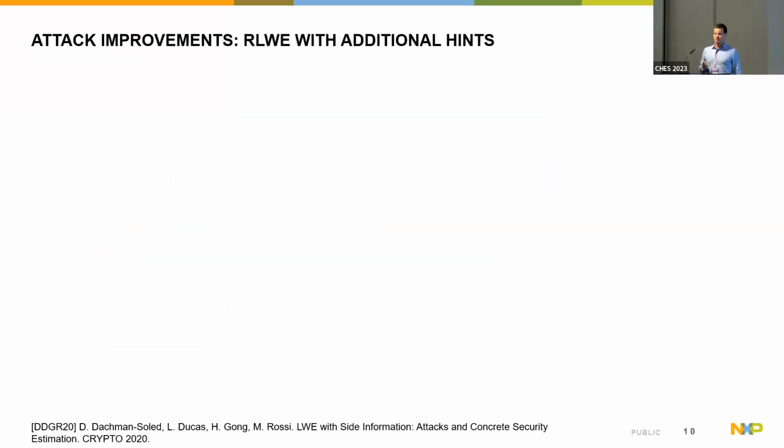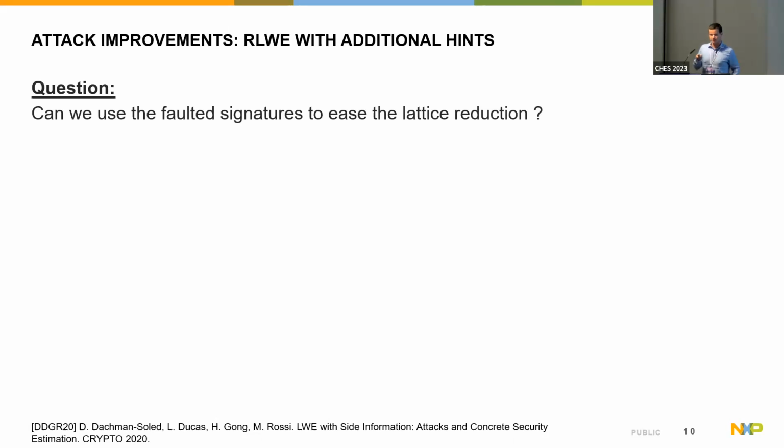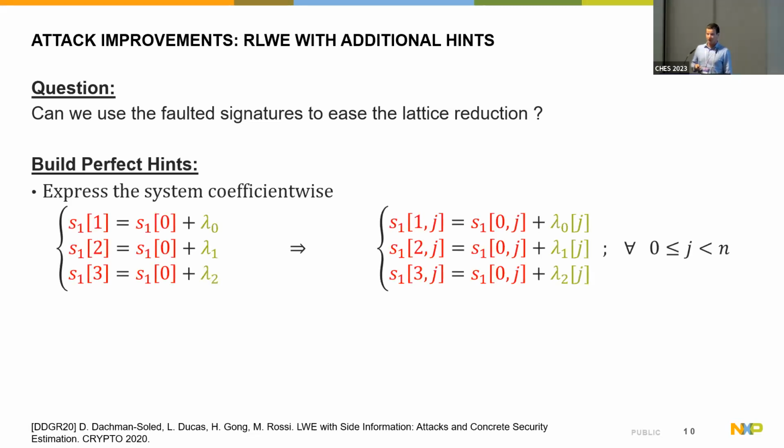The question we ask ourselves is, what can we do more with the faulty signature? Can we have something that will help out the lattice reduction techniques? So we did something very simple but quite effective.